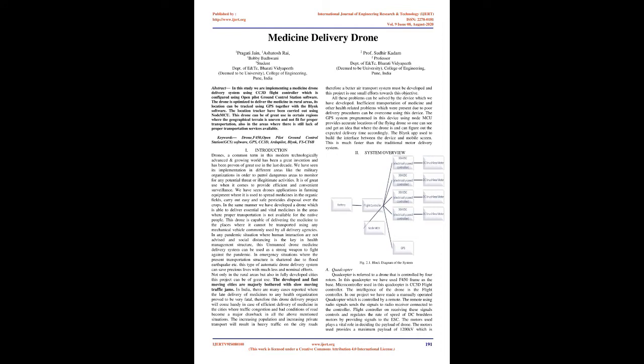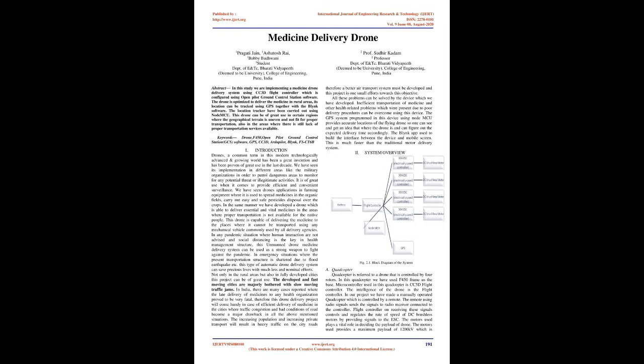Therefore a better air transport system must be developed and this project is one small effort towards this objective. All these problems can be solved by the device which we have developed. Inefficient transportation of medicine and other health-related problems which were present due to poor delivery procedures can be overcome using this device. The GPS system programmed in this device using NodeMCU provides accurate locations of the flying drone so one can see and get an idea of where the drone is and can figure out the expected delivery time accordingly. The Blynk app is used to build the interface between the device and mobile screen. This is much faster than the traditional motor delivery system.